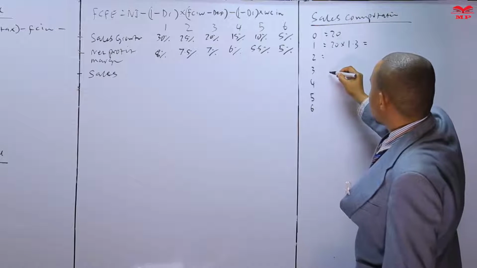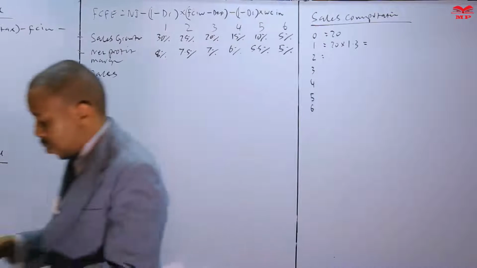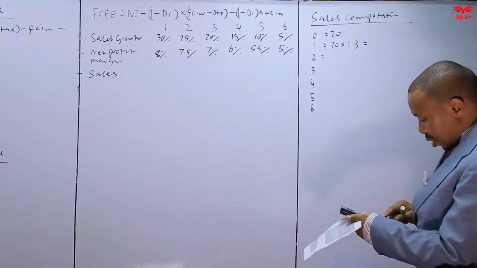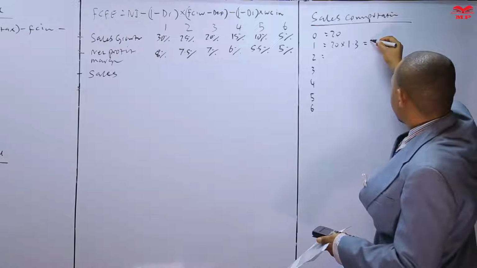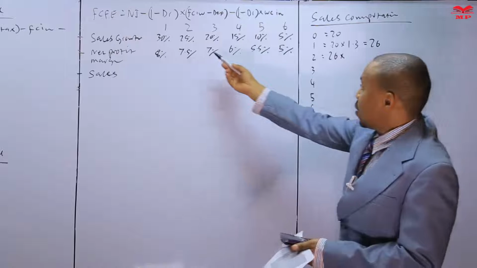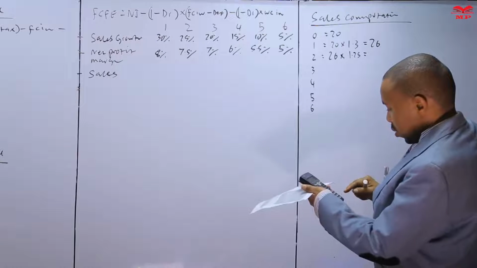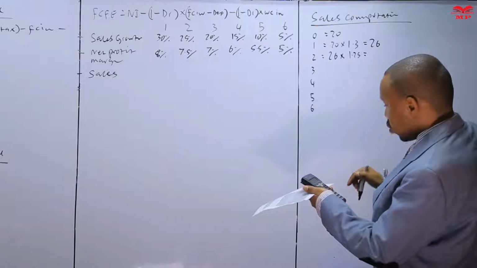The sales in year 2, we need the answer, first of all, from year 1. So we first of all compute the one which is in year 1. We're saying 20 times 1.3, we have 26. So 26 multiplied by now the growth rate of 25%, so 1.25. 26 times 1.25 is 32.5.